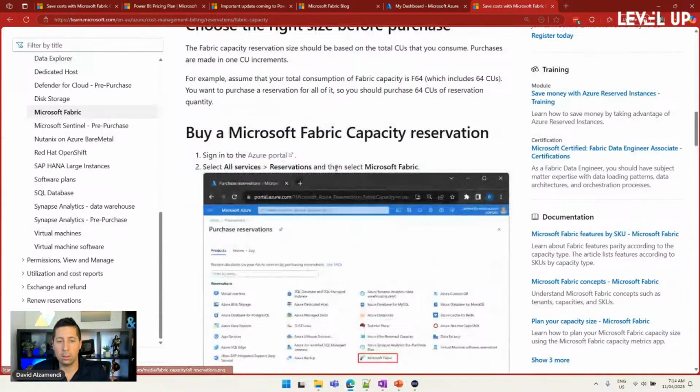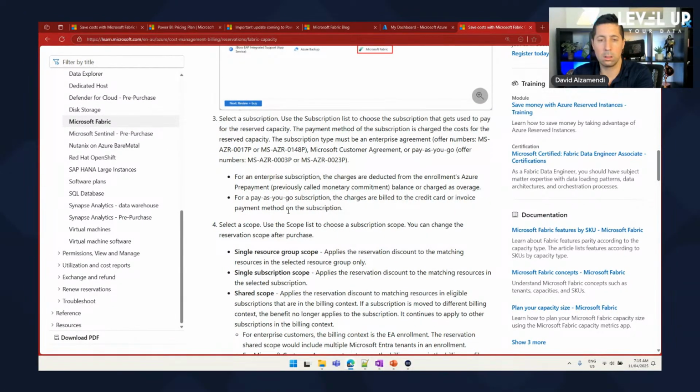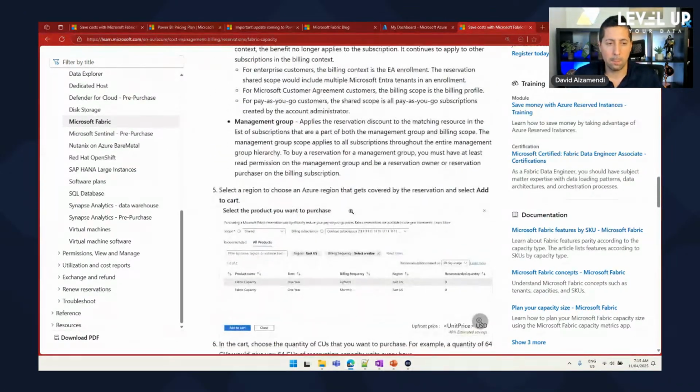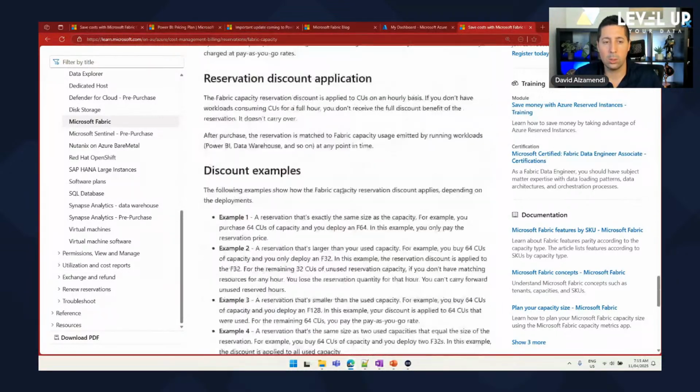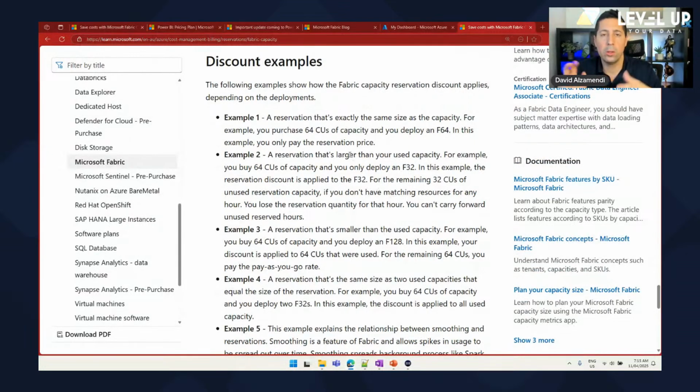And I'm going to scroll down. This is essentially how you acquire the reservations. Let me move this there. Scroll down. This is how you get the reservation. But I want to show you something that is really important here. When you get the reservation, basically what you're acquiring is capacity units for a period of 1 month, right? The way that you use those capacity units is by the hour or by the second.